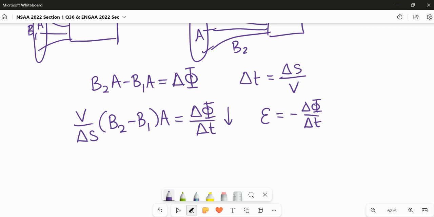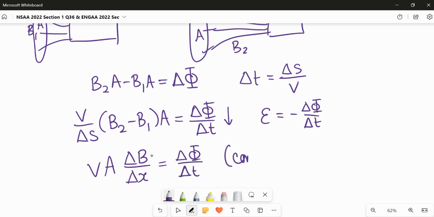Hopefully it should start making sense. But you can also see that in this equation, you'd end up getting V times A, and then this would be the change in B over change in, instead of S, I'll maybe use X, equals delta phi by delta t. Compare this with the chain rule. So that's essentially what we've done.